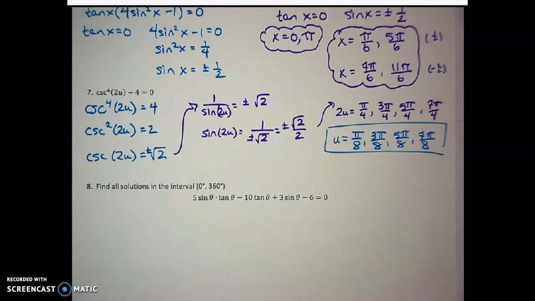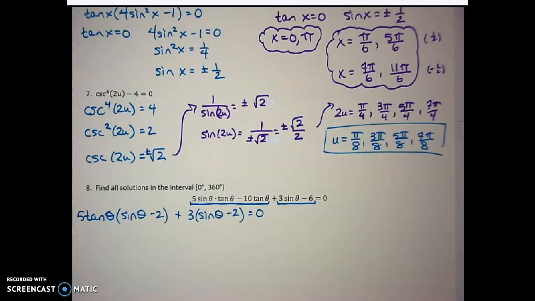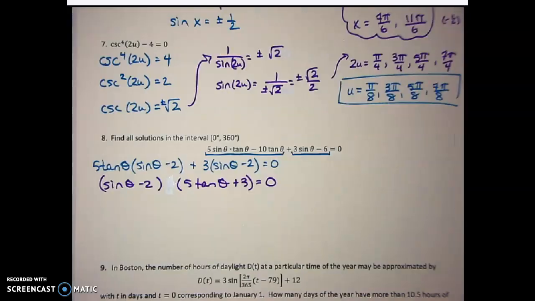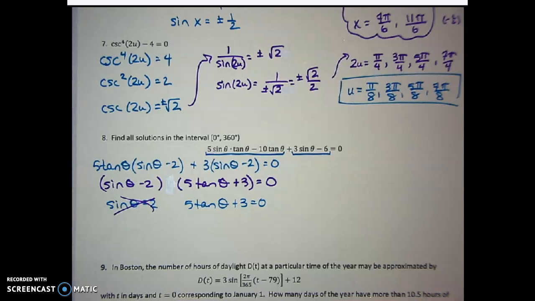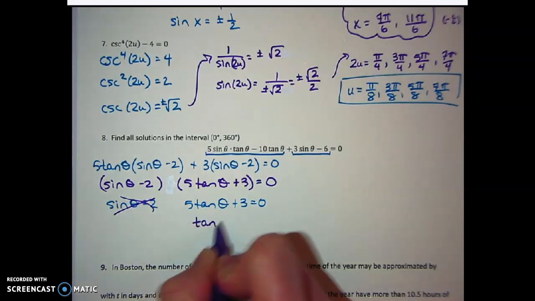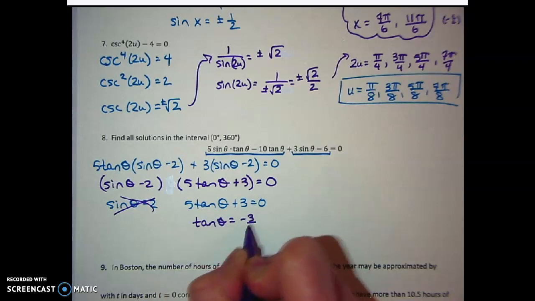Now the next problem I would challenge you to factor by grouping. There are 4 terms in it, so try to pause and factor and solve this one on your own. I get that the sine of theta is equal to 2, but remember that the sine of theta has a range of -1 to 1, so that is not going to give us an answer. And here I get that the tangent of theta equals -3/5.